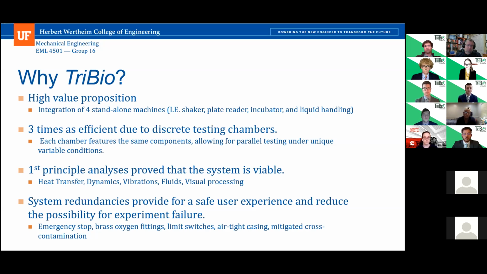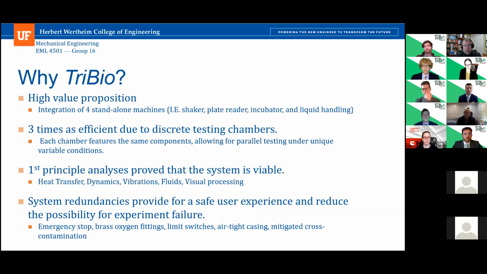In a traditional lab environment, these devices would be manually interacted with, and the well plates would be physically transferred from one device to the next. With our device, human interaction is almost entirely eliminated. Due to the implementation of the 3 discrete testing chambers, our product is able to complete 3 processes in parallel under unique conditions. Since the modules have been isolated from each other, it's possible to test 3 unique cases simultaneously, being the different gas controls, different temperatures, and different shaking patterns.